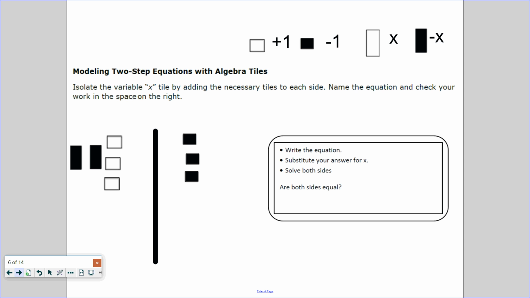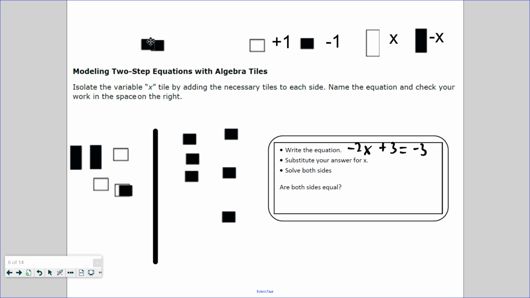Next one. Now this is where it gets a little more difficult. We have negative 2x plus 3 equals negative 3. I need to isolate x. What is the inverse of plus 3? Negative 3. I need to balance it on the other side. Cancel, cancel. So how am I going to split these negative 6's?